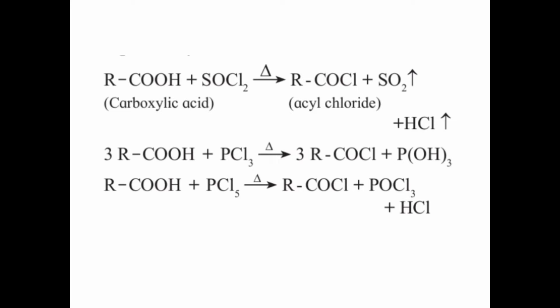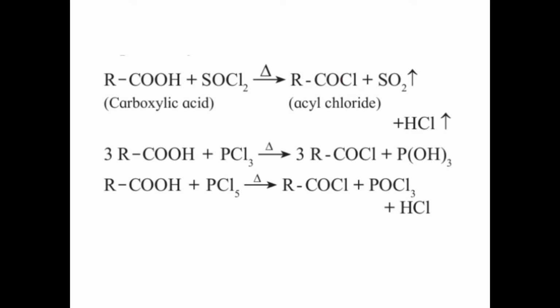When reacting an acid with PCl3, you will get acetyl chloride, supposing there is an acetyl group, and phosphorous acid, P(OH)3, as a side product. Then if you use acid plus PCl5, phosphorus pentachloride, on heating you will get acyl chloride as well as two side products: one is phosphorus oxychloride and the second one is HCl.